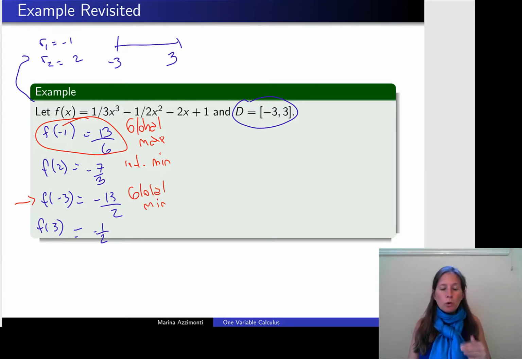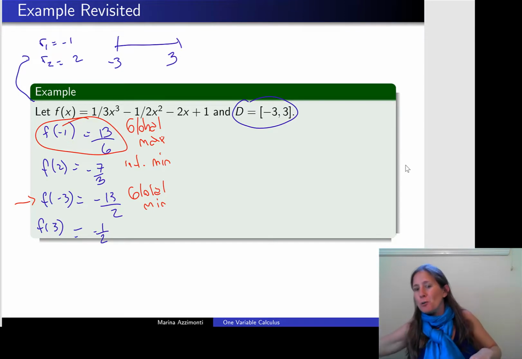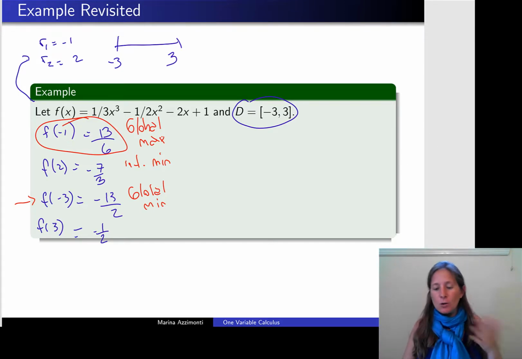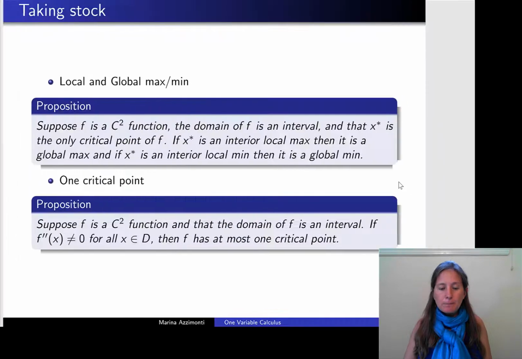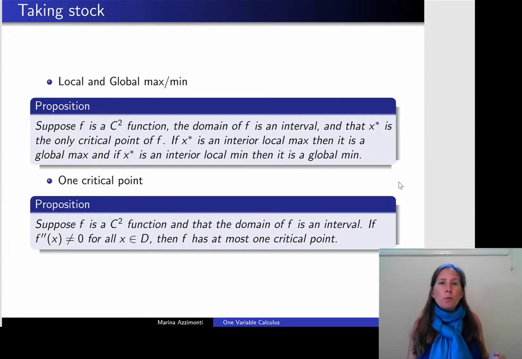Okay, so again, what do you want to do? You want to find all your critical points, you want to figure out whether they are interior local maxima or minima, and then you want to check the endpoints. When you compare the value of the function at all your critical points and the endpoints, the largest one is going to be the global maximum, the smallest one is going to be the global minimum. If the domain is unconstrained, then you need to figure out what happens as x goes to infinity or minus infinity. Okay, so two more results that are going to come in handy.